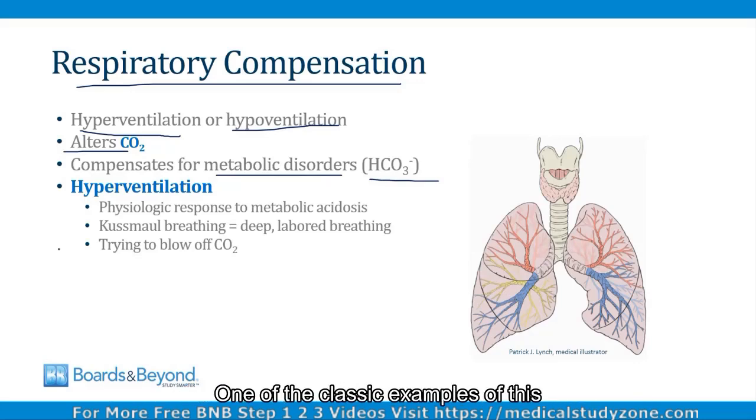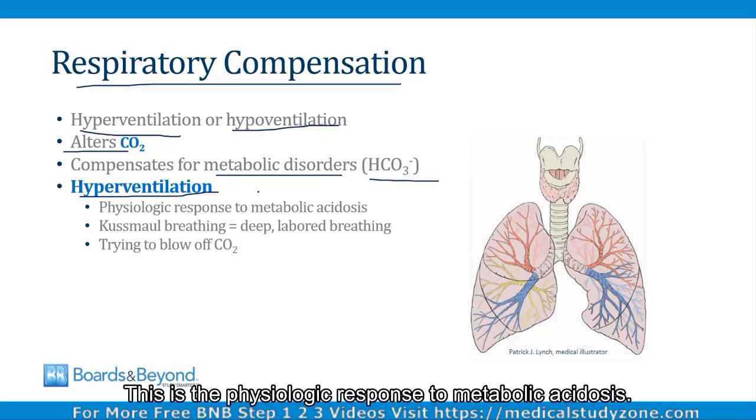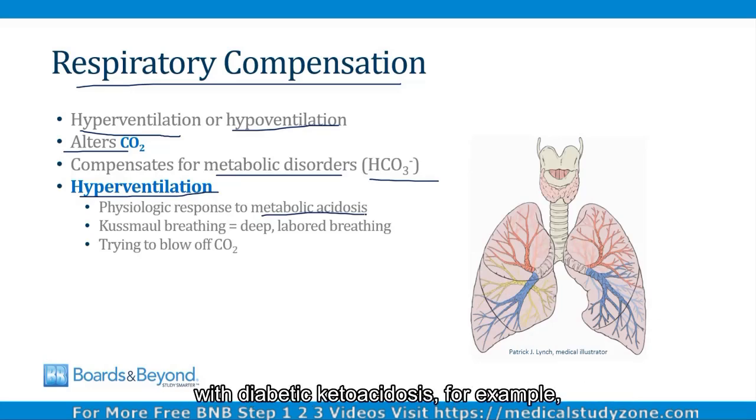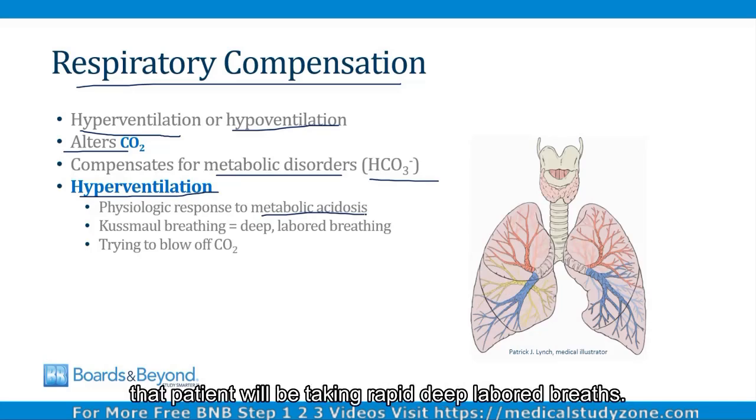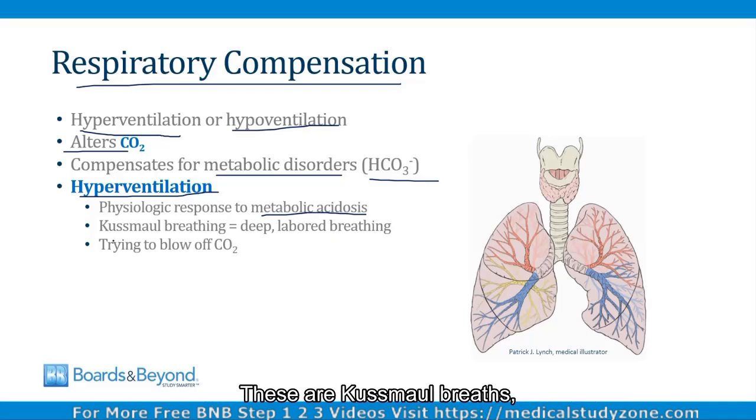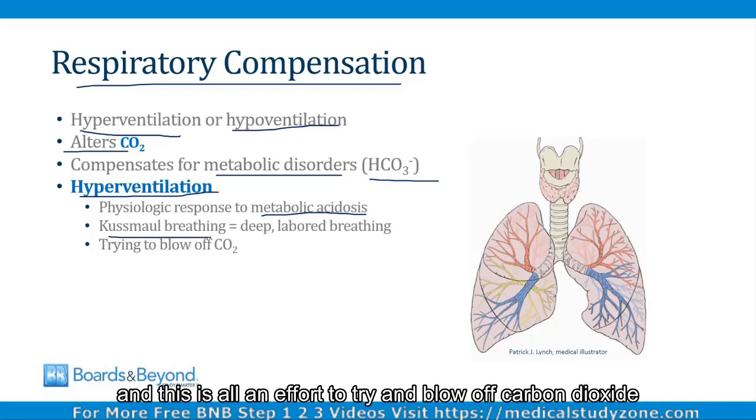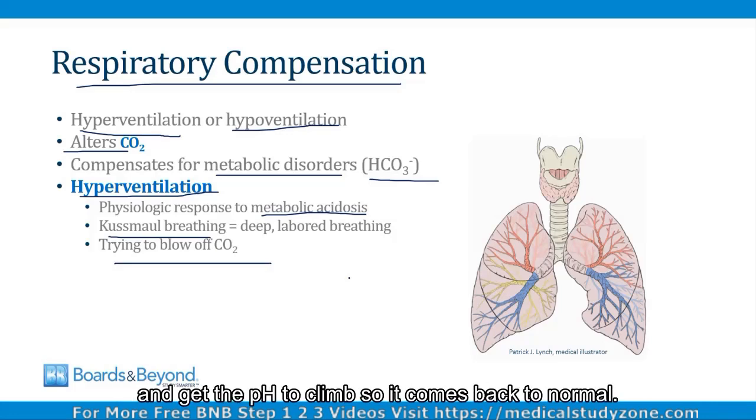One of the classic examples of this is something we've already talked about, that's hyperventilation. This is the physiologic response to metabolic acidosis. And if you ever see a patient with diabetic ketoacidosis, for example, where the pH is very low, that patient will be taking rapid, deep labored breaths. These are called Kussmaul breaths. And this is all an effort to try and blow off carbon dioxide and get the pH to climb so it comes back to normal.